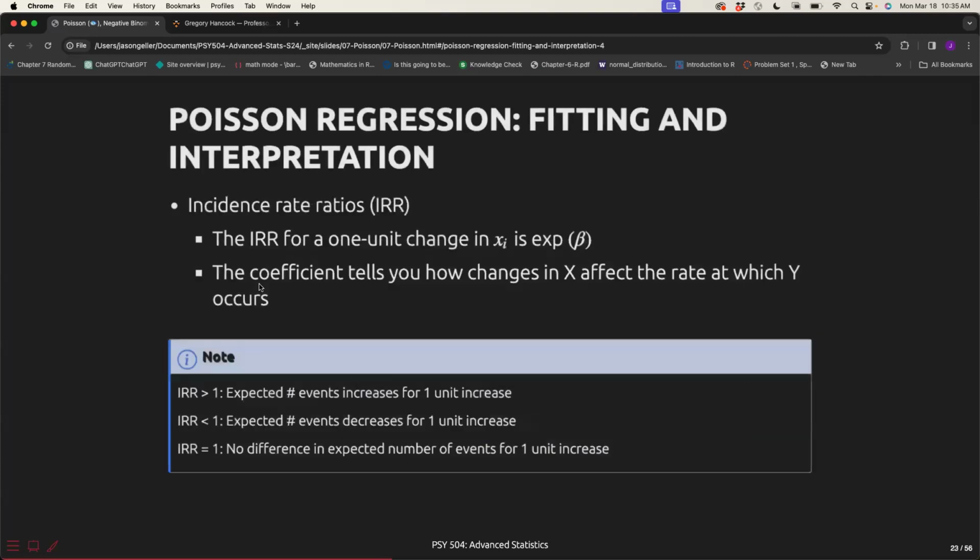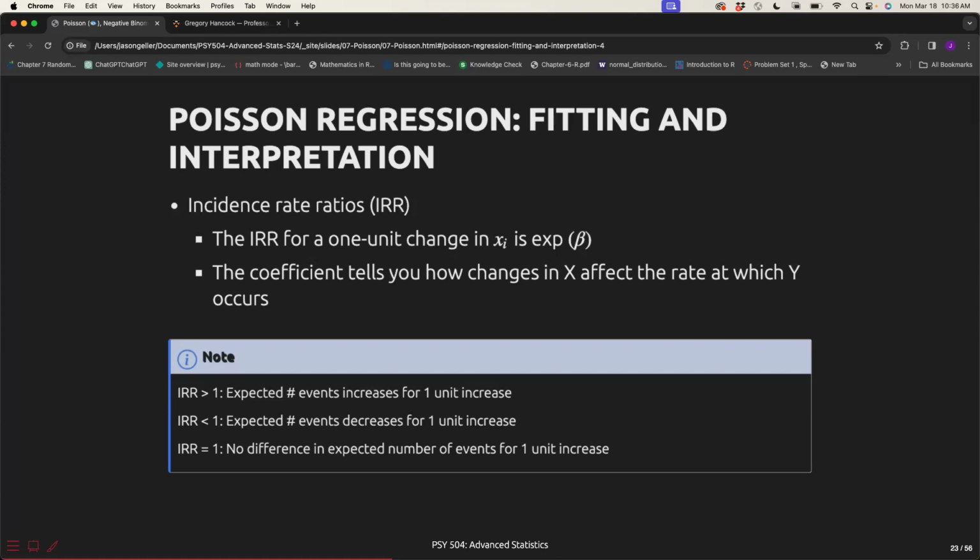When we exponentiate our log lambda values for our slope coefficients, we get something called the incident rate ratio, or the IRR. Conceptually, this is very similar to an odds ratio. What the IRR tells us is that changes in X affect the rate at which Y occurs. So for a 1 unit increase in X, the rate at which Y occurs increases or decreases. So it's the multiplicative effect. It's basically just like an odds ratio.